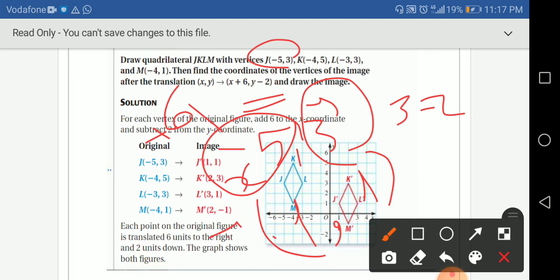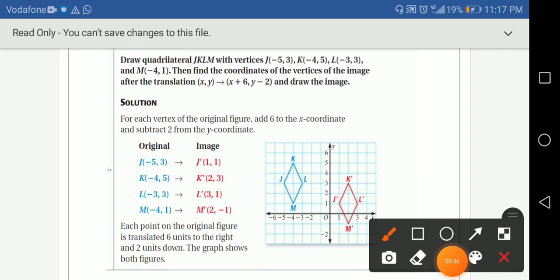So j dash, the point of j after translation, gives me what? It gives me 1 and 1. So on the coordinate plane, I'm going to go here to 1 and then up 1. So this is the j point.